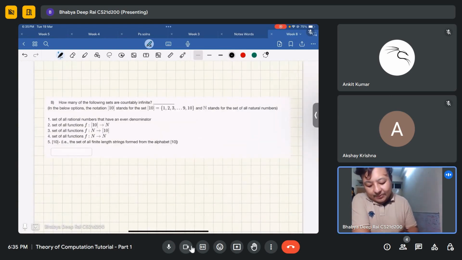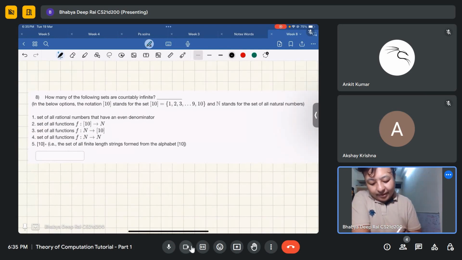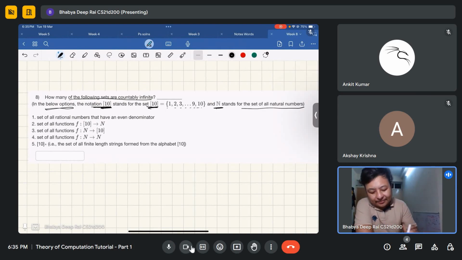Now next question. This is on bijections, so this is more of a discrete maths kind of exercise. This is the question asked in the assignment. How many of the following sets are countably infinite? In the below options, the notation square brackets of 10 stands for the set {1, 2, 3, 4 till 10}, and capital N stands for the set of all natural numbers. This is just standard notation.